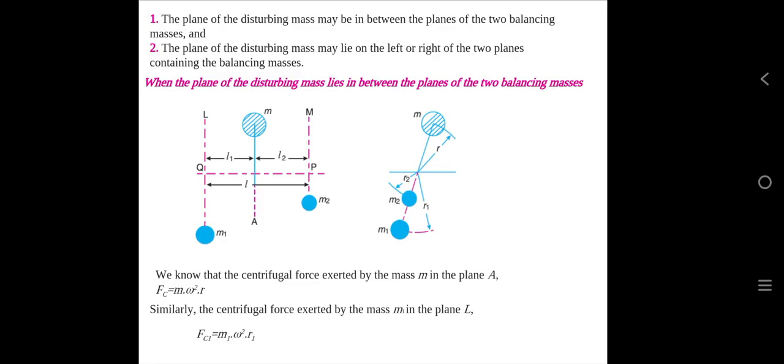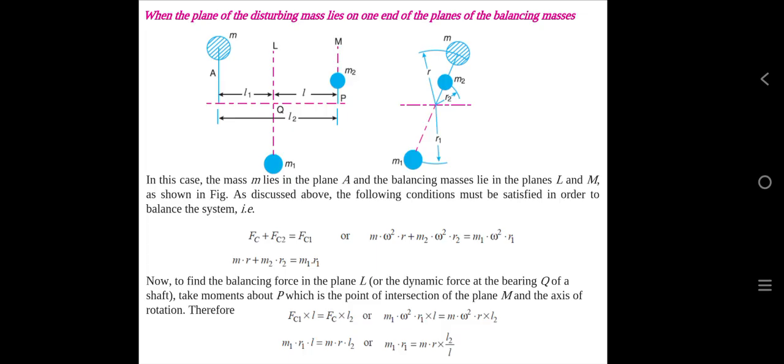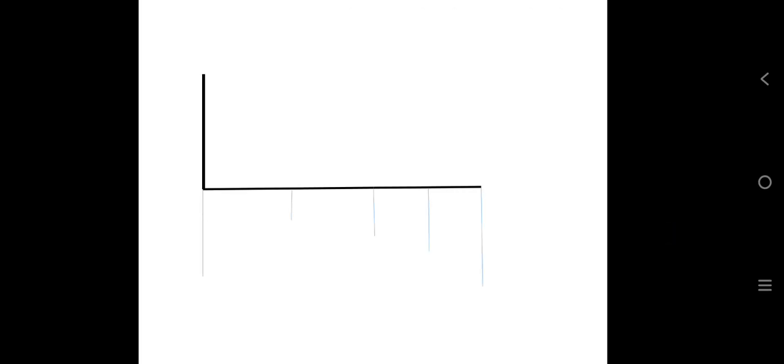So this is the pictorial view we have to mention here. The next one is when the disturbing mass lies on one end of the planes of the balancing masses. So this is another case. Next is the balancing of several masses rotating in the same plane. This is a space diagram and this is a vector diagram. By using the vector diagram, you have to identify how the balancing mass should be placed, what the mass's magnitude is, and where you have to place it. By using the graphic representation, we identify the problem.